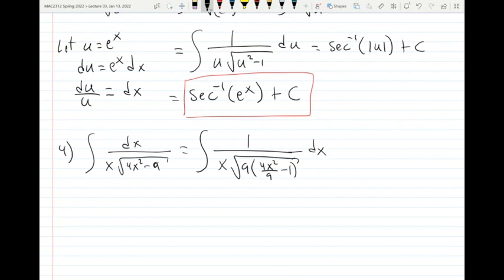Everybody okay with this? All right. So now we know that this 9 is gonna come out as a 3, and I'm gonna take the 3 out as a 1 over 3 in front of the integral. So that's gonna give me a 1 over 3.